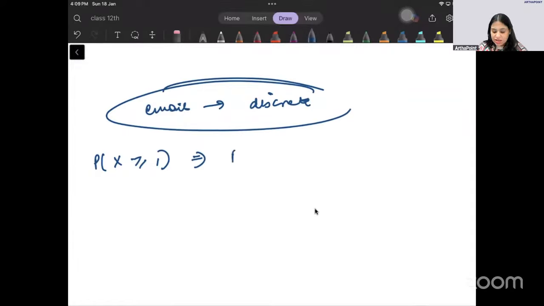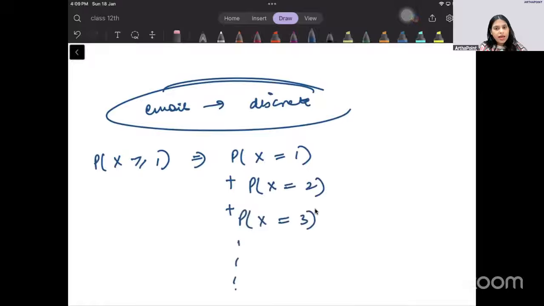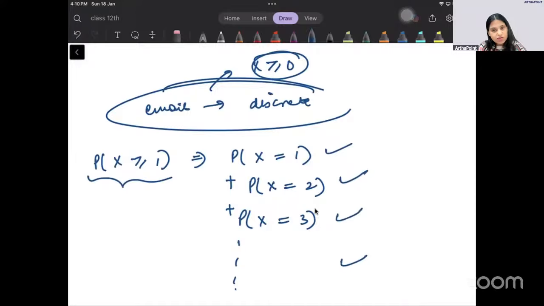So it means I am asking you that number of emails can be 1, number of emails can be 2, number of emails can be 3 and so on. अच्छा, Poisson का एक property है that x is always positive. Number of emails तो positive ही हो सकता है ना. Number of visits to a shop will be positive ना. So these things are always positive, ये हमेशा positive होती है. So now what the question is saying is that probability x greater than equal to 1 is 1 plus 2 plus 3 and so on.